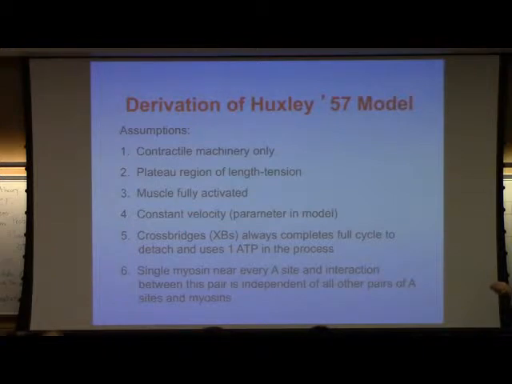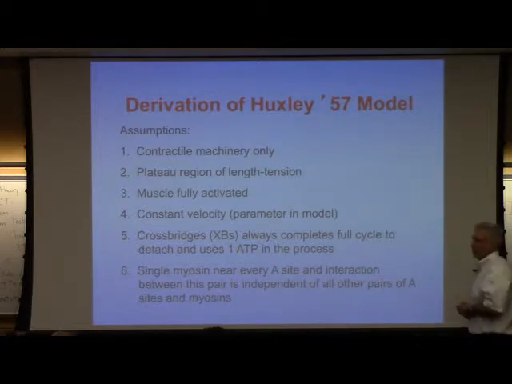We're going to assume that our cross-bridges always complete one full cycle, so they attach and detach, and we use one ATP molecule in that process. Then in this model, the point of reference is an A site. An A site is an actin site. This is where myosin binds to actin. Basically we have an A site and a myosin can bind to it. Whatever happens at this A site is independent of all the other A sites and myosin pairs.